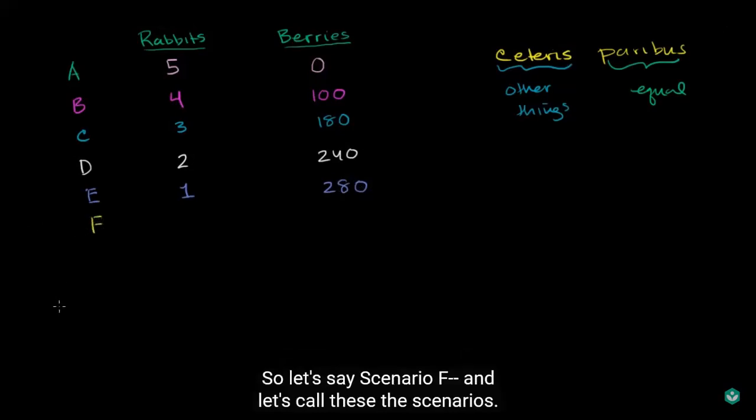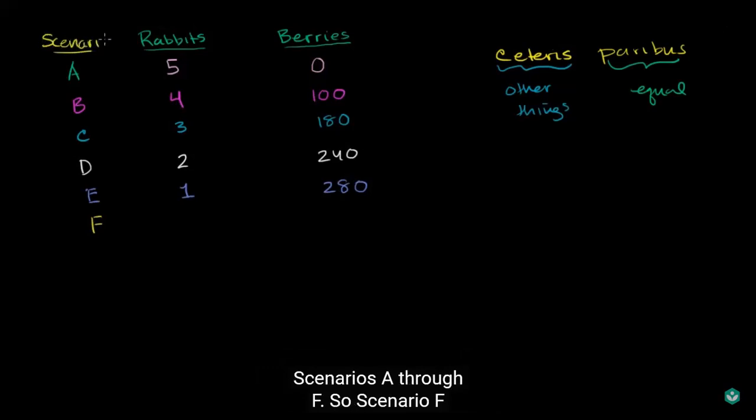And then I'll do 1 more scenario here. So let's say scenario F, and let's call these the scenarios, scenario A through F. So scenario F is you spend all your time looking for berries, in which case, on average, you're going to be able to get 300 berries a day. But since you have no time for rabbits, you aren't going to get any rabbits.